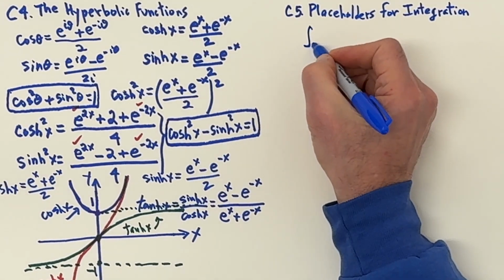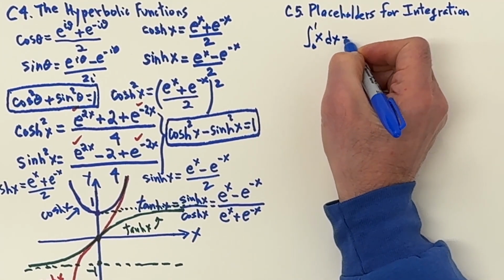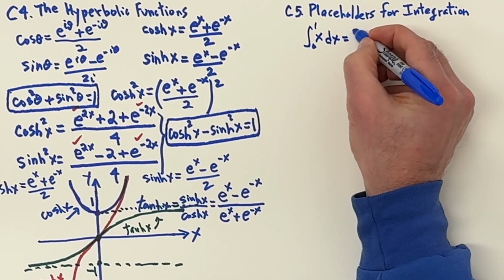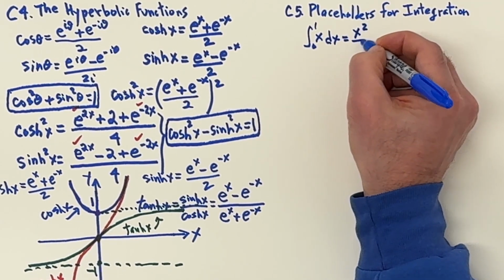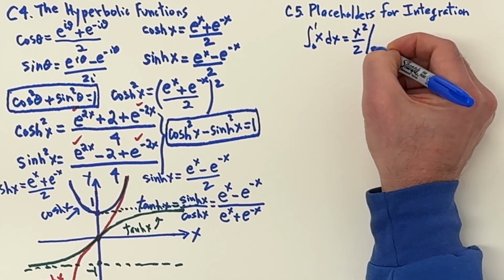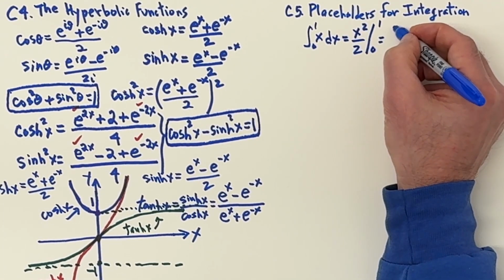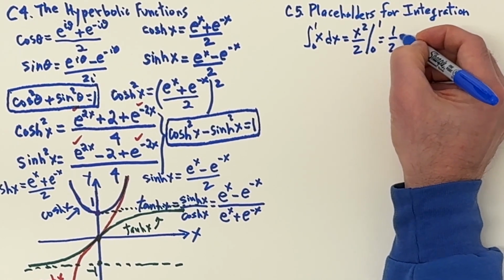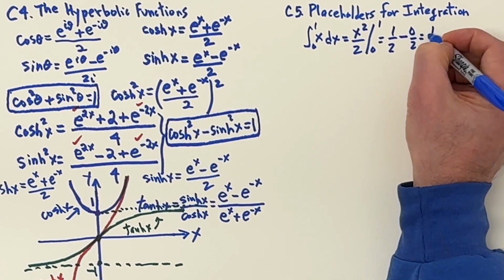If you're integrating from 0 to 1 of x dx, there's no ambiguity. You would take the integral: x squared over 2 is the integral of x dx, evaluated from 0 to 1. Then you would put in 1 for x, get 1 squared over 2, and then put in 0 for x and subtract 0 over 2. And the answer is 1/2.